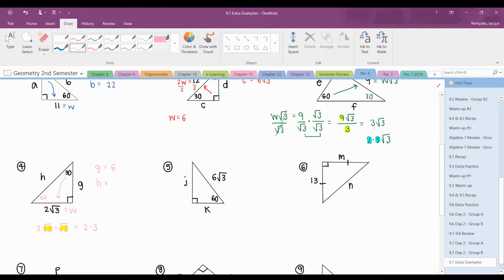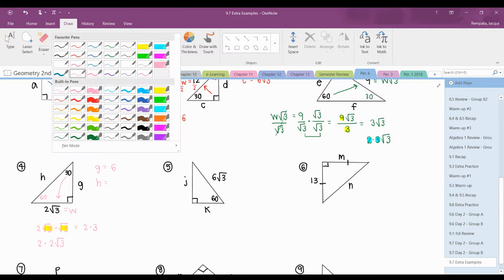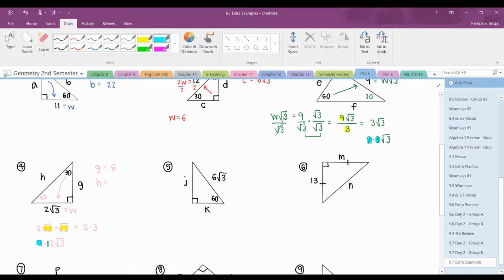My H value is the hypotenuse in this problem. Remember, 2 root 3 is the shortest side. My hypotenuse, I always take my shortest side and I double it. So I take that 2 and I multiply it by 2 root 3. That means the numbers outside of the square root get multiplied together. 2 times 2 is going to give me 4, and I keep the square root of 3 as it is. And those are my 2 missing sides.